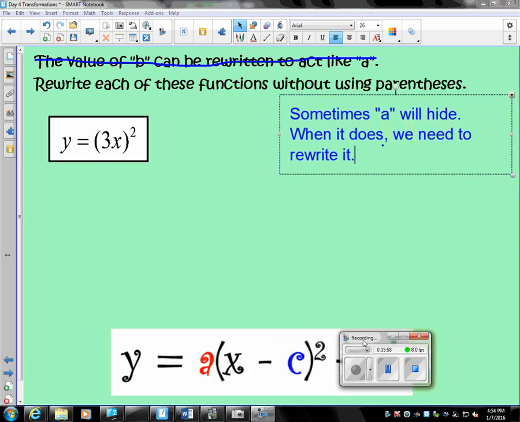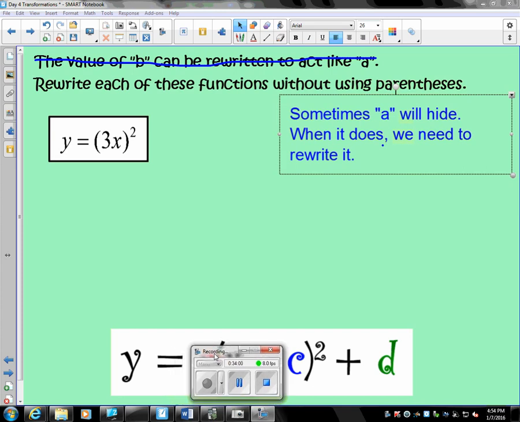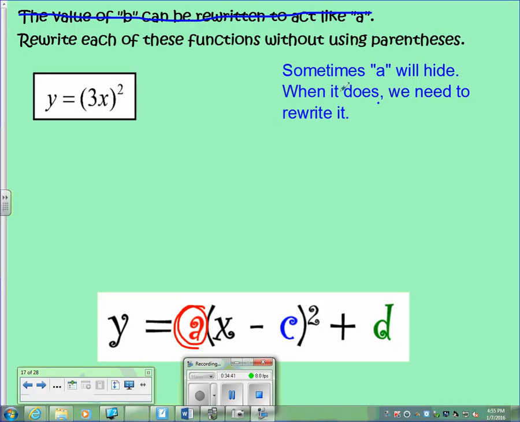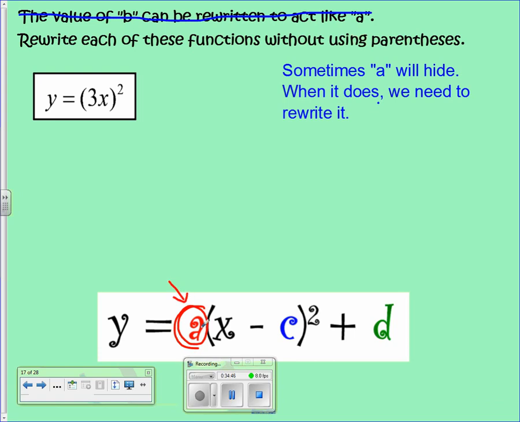If you need to pause it to do so, please go ahead and ask the sub to pause it for you. We should be done writing this by now. So again, we should be seeing this A value in front of the parentheses. But if you look here, it's actually inside. Okay, we have the parentheses here, and then we have a number inside the parentheses, and then the squared outside of the parentheses. Well, I usually see my A value here in front. So because it's not there, we need to rewrite it. This is a situation where A will hide itself. So let me show you how we rewrite it.